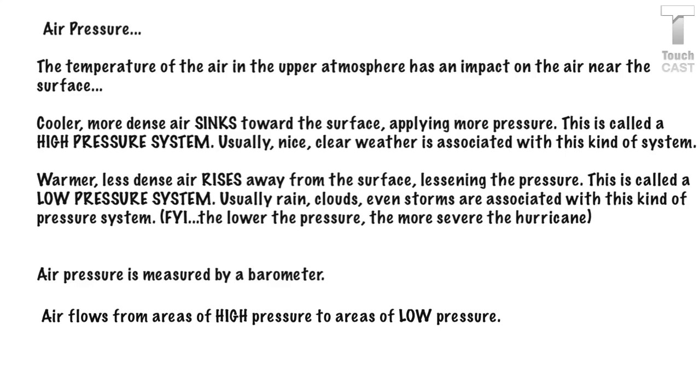The high pressure system is typically going to have nice clear weather, or whatever kind of weather is happening, it's going to stay happening with this kind of system. On the flip side of it, we can have a warmer, less dense air mass that's going to rise up from the surface, which lessens the pressure that's down close to us. This is called a low pressure system, and a low pressure system is usually going to change whatever kind of weather we have present. So rain clouds, storms, even hurricanes are going to be associated with low pressure. The air pressure is measured by a barometer, and air always flows from high to low.